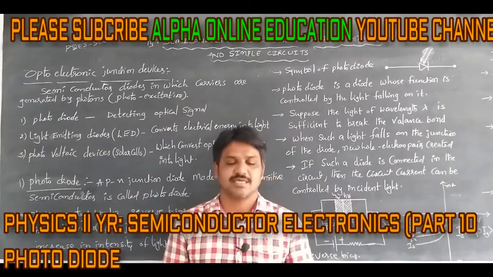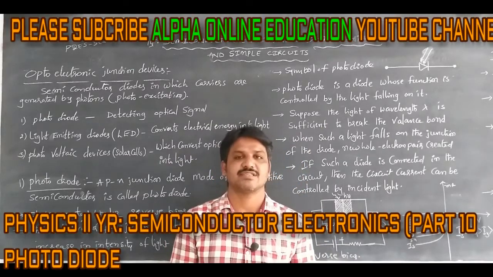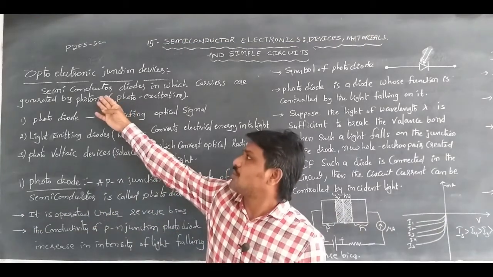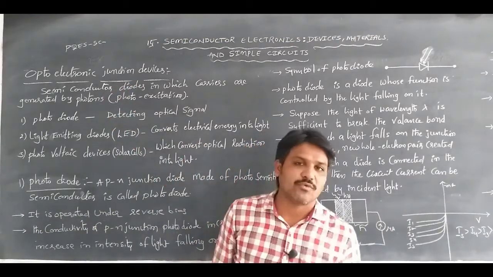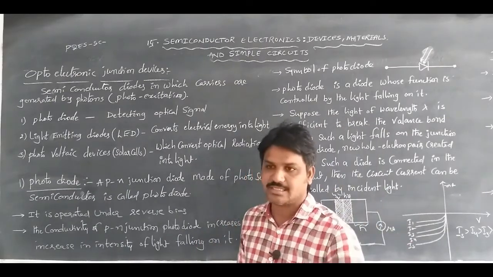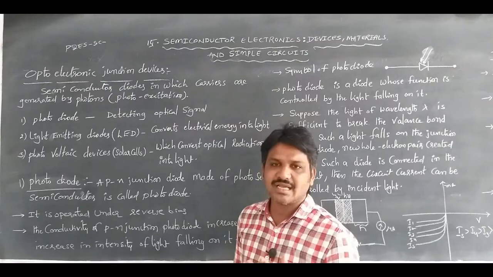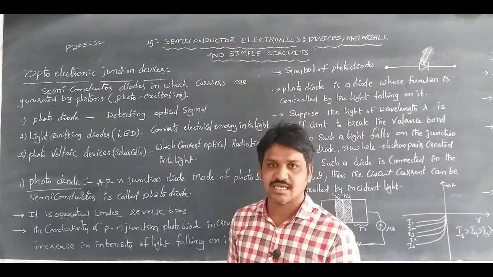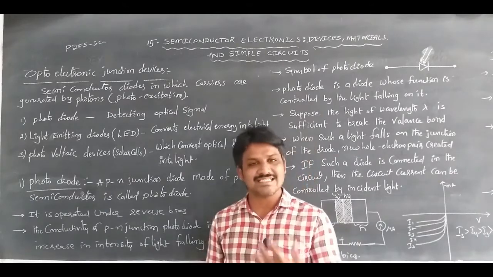After knowing about the Zener diode, which is connected in reverse bias, now we are going to discuss optoelectronic junction devices. What is meant by optoelectronic junction devices?